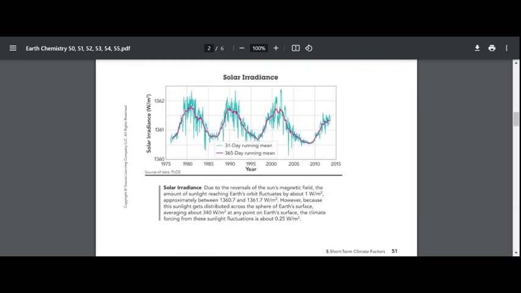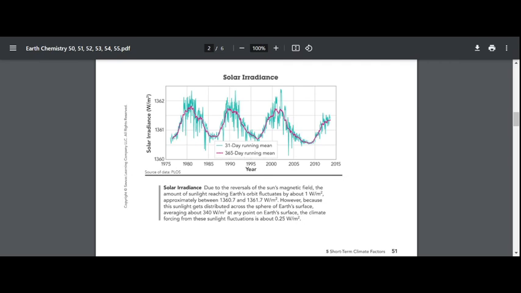All right, so over here we're looking at solar irradiance. The y-axis shows solar irradiance. The x-axis shows the years. The blue solid line represents the 31-day running mean. The dotted red line indicates the 365-day running mean.